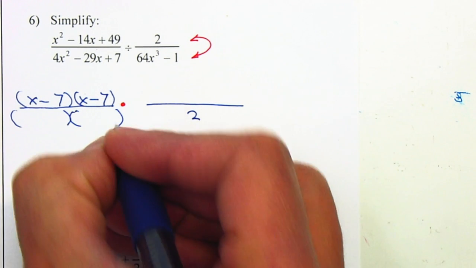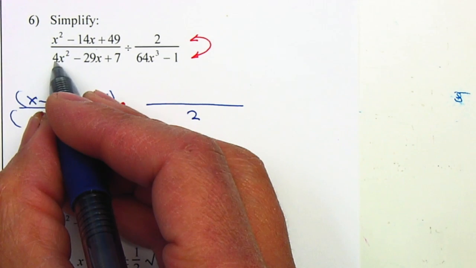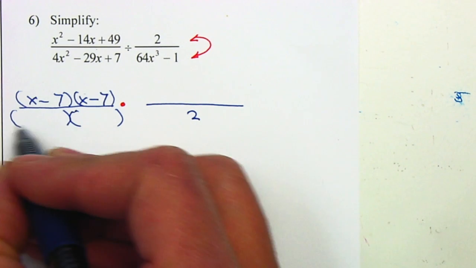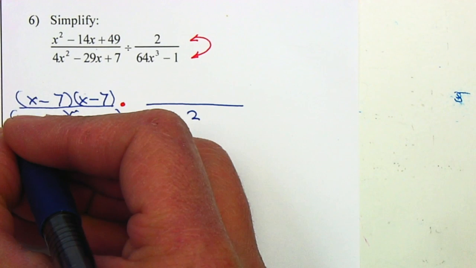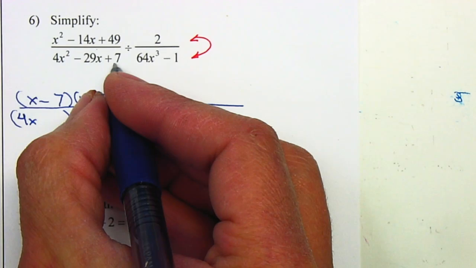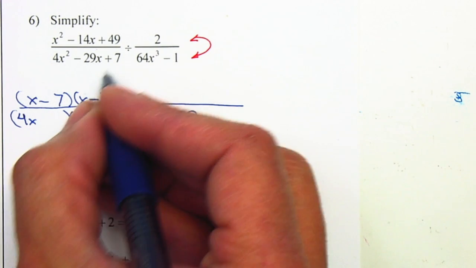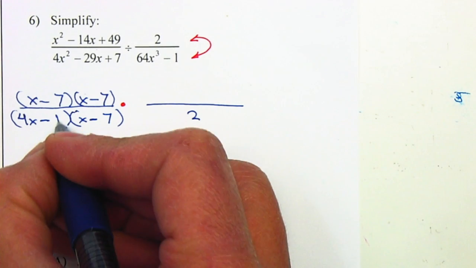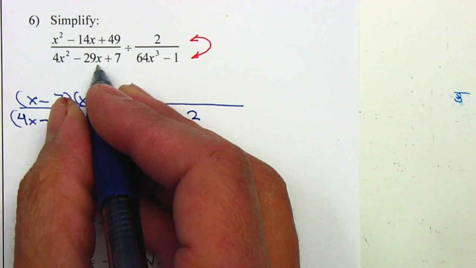Denominator. Factors of 4x squared are 4x and x, or 2x and 2x. In this case it will be 4x and x. 7 will be 7 and 1. That's a positive, so they both have to have the same sign. In this case, they're both negative. So it'll be 7 and 1. 28 minus 1 is negative 29.